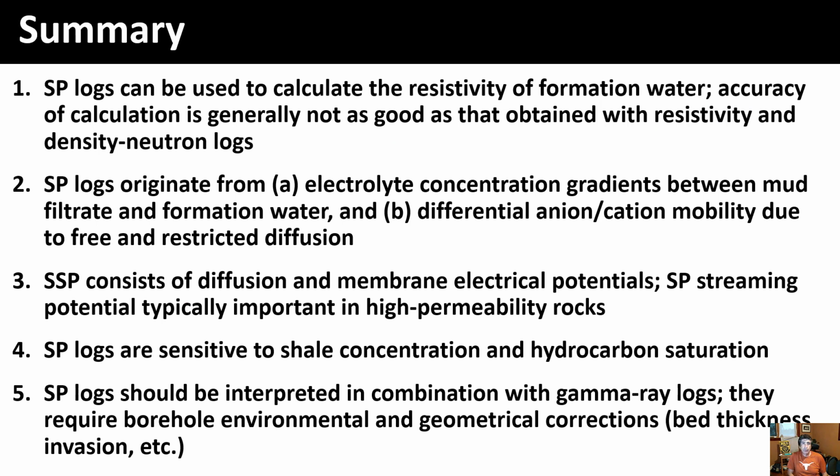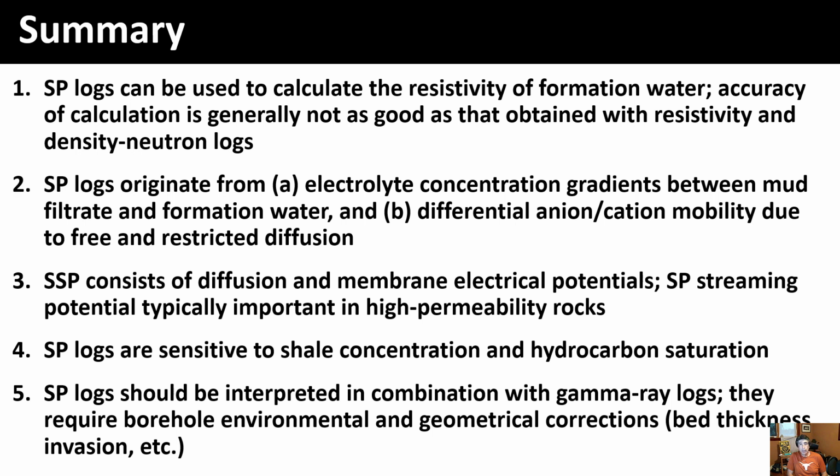So in summary, SP logs are extremely useful to calculate the electrical resistivity of formation water. Think about geohydrology. If you don't have access to neutron density porosity logs, then obviously this is an excellent way to calculate the resistivity of formation water, and then connect us in some way to estimate the quality of the water, how fresh the water is, is it drinkable or not.